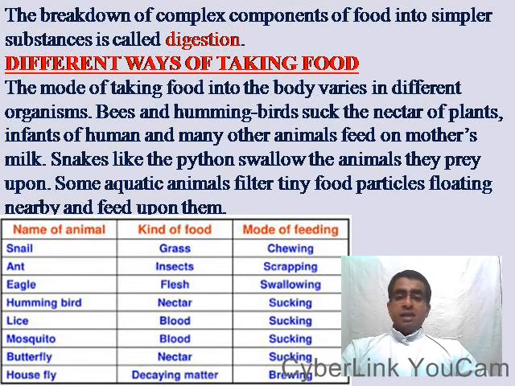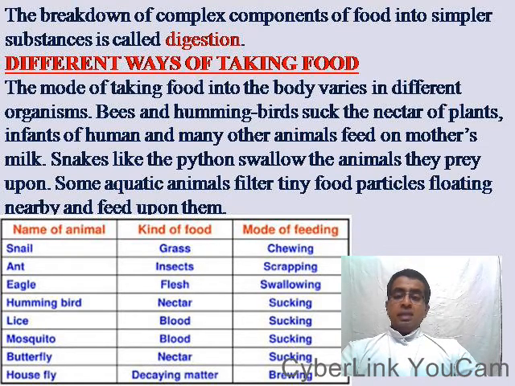Now let us see the different ways of taking food by different organisms. The mode of taking food into the body varies in different organisms. Bees and hummingbirds suck the nectar of plants. Infants of humans and many other animals feed on mother's milk. Snakes, like the python, swallow the animals they prey upon. Some aquatic animals filter tiny food particles floating nearby and feed upon them.